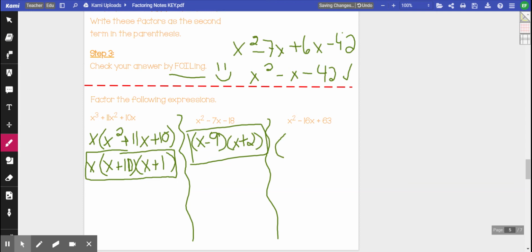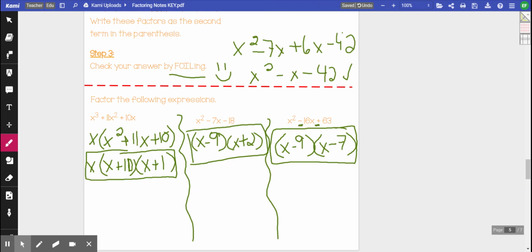Last problem here, setting up our parentheses, x in the first spot, factors of 63 that add up to negative 16. Looks like 63 would be 9 and 7. We need the signs to both be the same. And it looks like they're both going to be a minus. So negative 9, negative 7. You need to double check if you're not sure about the signs. You can always FOIL to check.